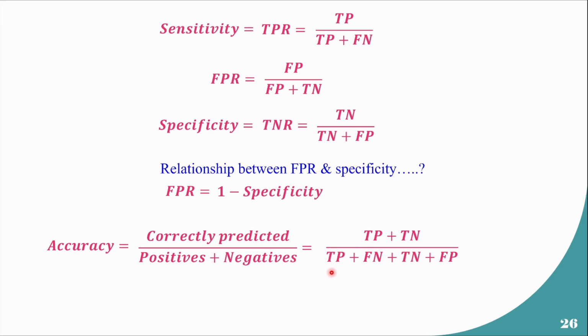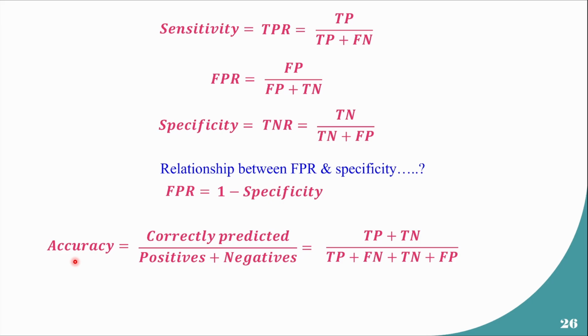And on the denominator side, we will have all of the positives and negatives combined together. So we'll have true positive plus false negative, as well as true negative plus false positive. True positive plus false negative gives us all of the positives in the calculations, and true negative plus false positive gives us all of the negatives present in the evaluation. If you do this formula, you'll get the accuracy of the model.